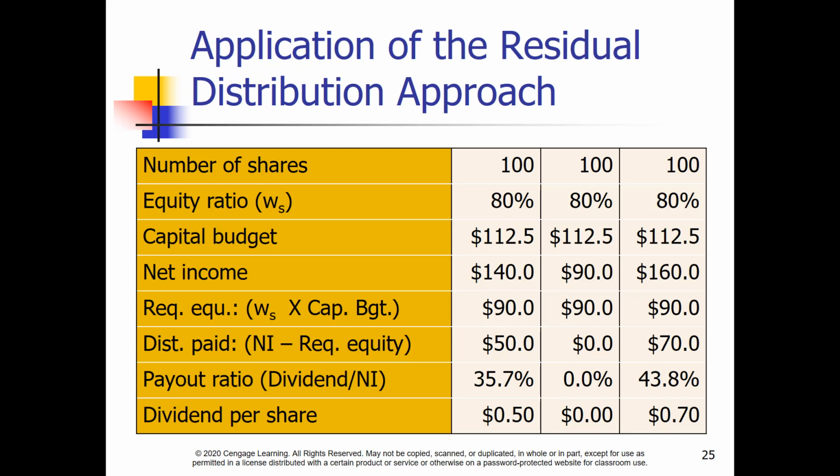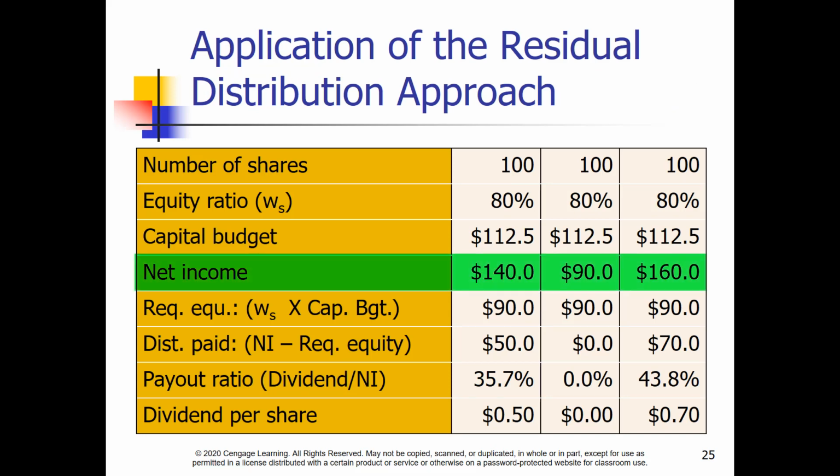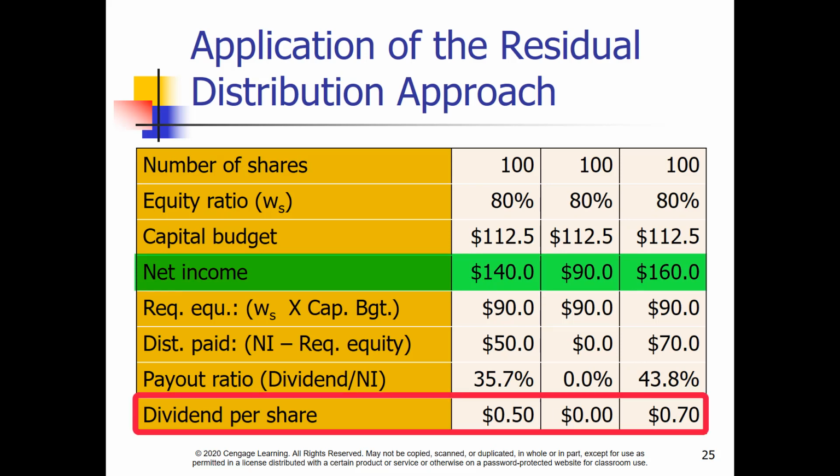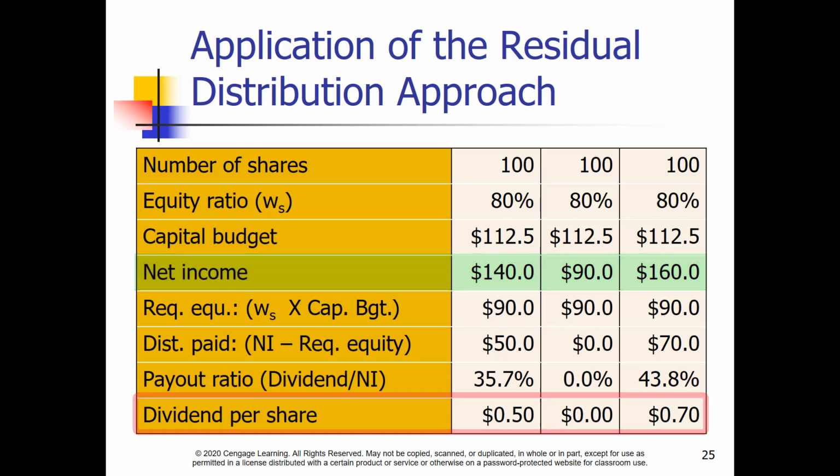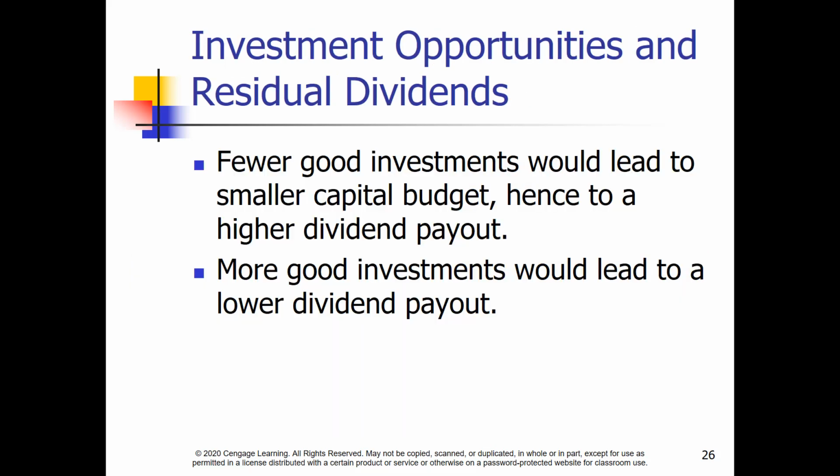This table demonstrates how the residual model will play out in terms of dividend per share at various levels of net income. Note the fluctuation in dividends per share using this policy, from 0 to 70 cents a share, not something investors are going to appreciate. In addition to swings in net income, fluctuations in good investment opportunities would also cause the dividend per share to vary widely year to year. Again, not a policy investors are going to like.